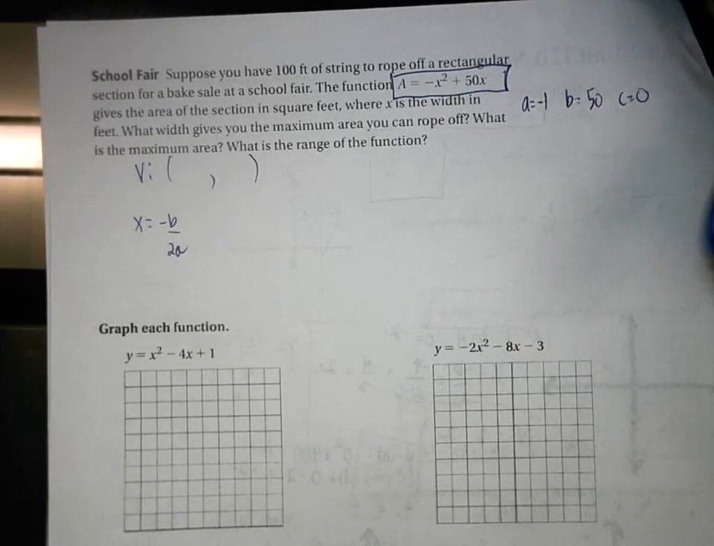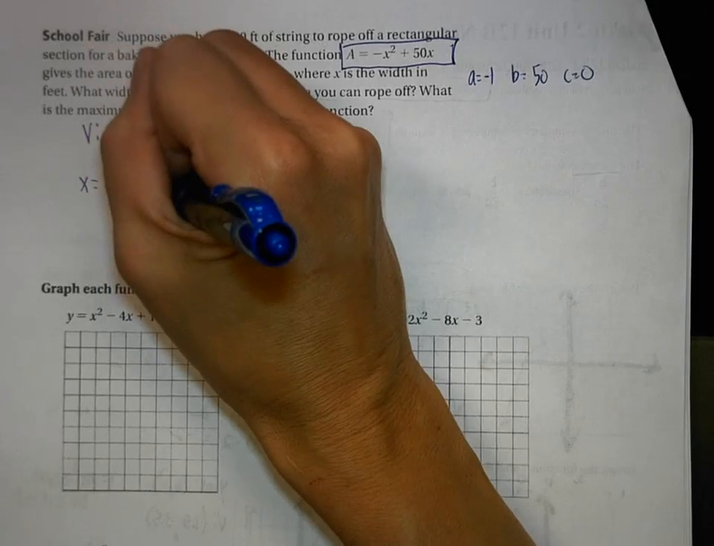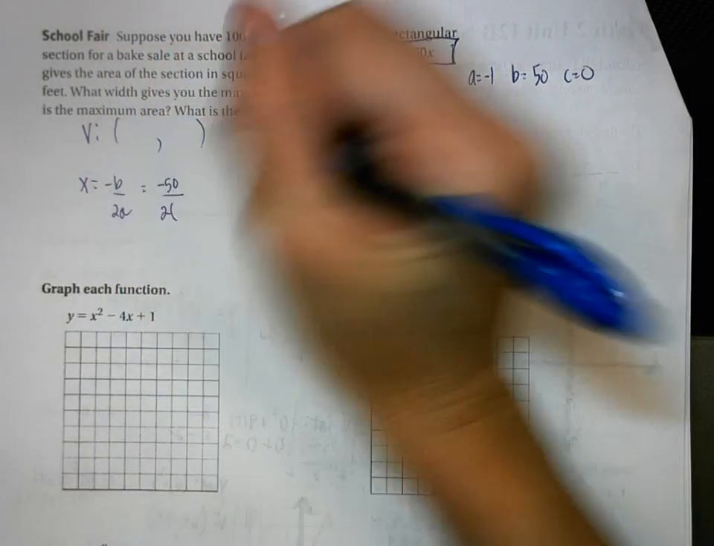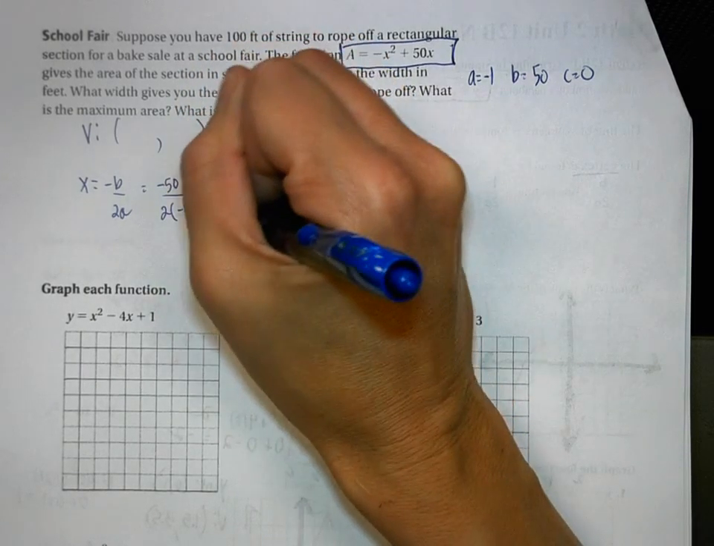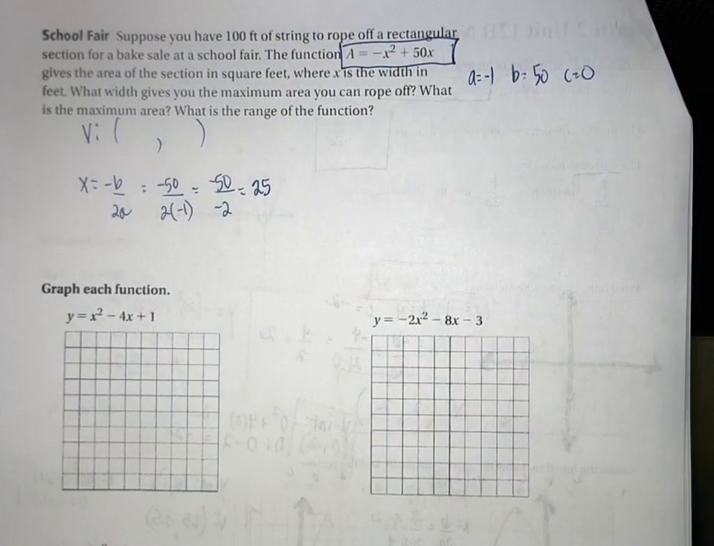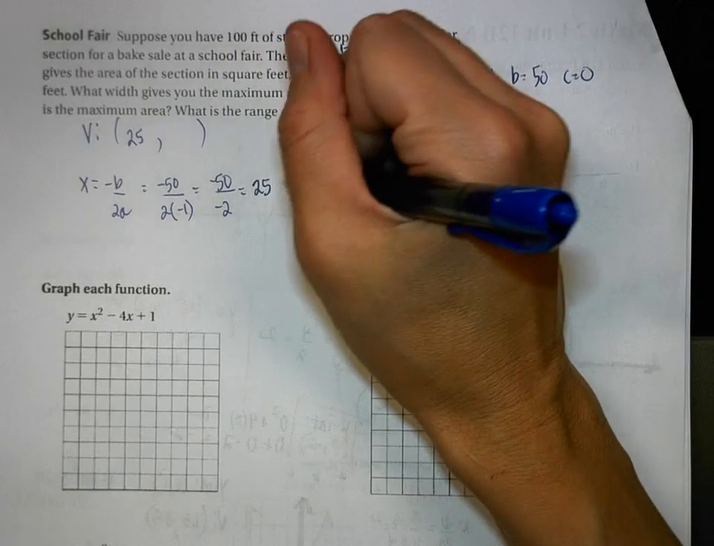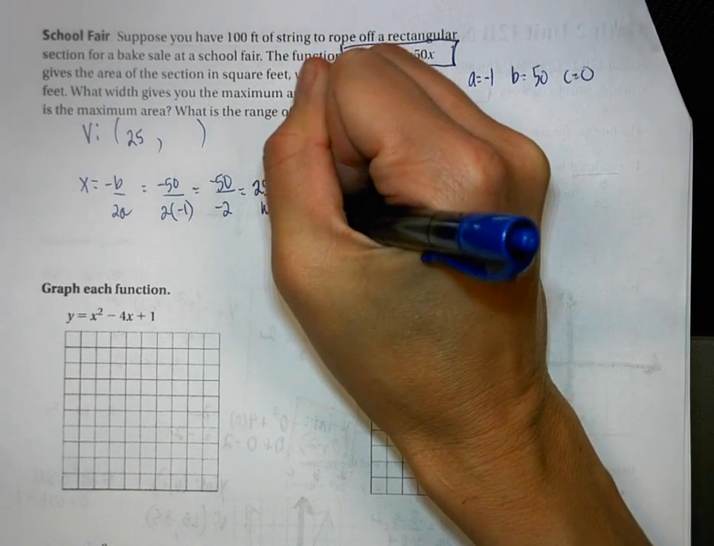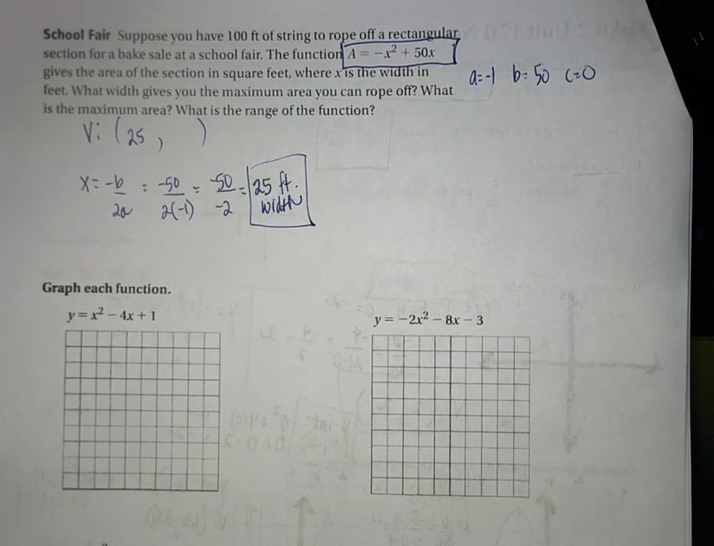Okay. So negative b would give me negative 50 over 2 times negative 1. So we get negative 50 divided by negative 2, which makes 25. Okay? 25 goes in for the x value. What did they say x was? If you look back in the question. The width. So 25 feet is for the width. Okay? And then next, we are going to find the y value or the area value.